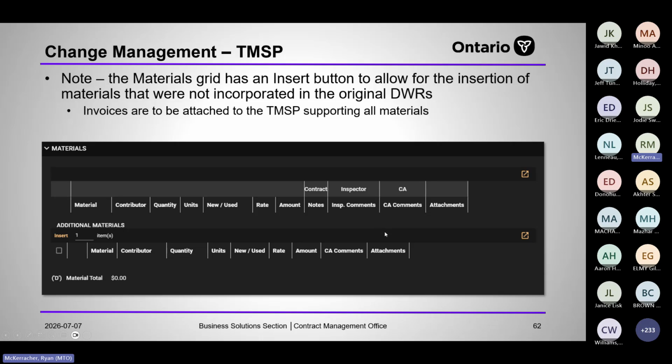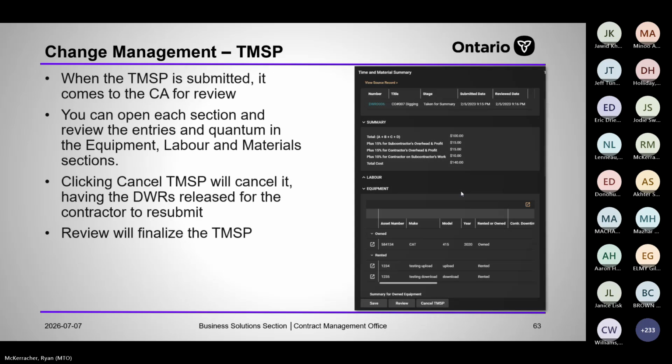The materials grid also has an insert button. So recall before I said, if you miss or if you don't have an invoice or something like that, when you're doing your daily work records, you can submit it on your TMSP itself and that will go to the CA still. And if they disagree with the price or it's missing an invoice, they can cancel it and the contractor has to redo it. When the TMSP is submitted, it comes to the CA for review. The CA can cancel it if it's incorrect or otherwise review it to complete its workflow.